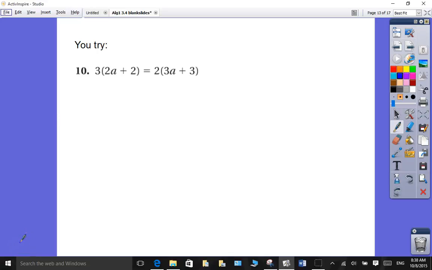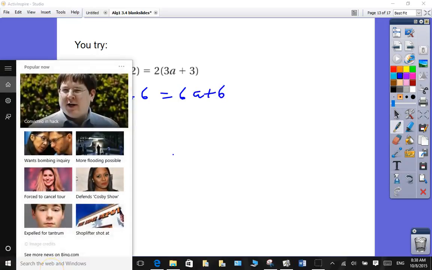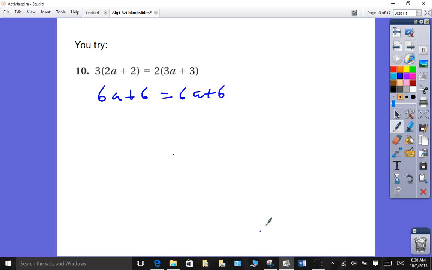On this one, you should have gotten 6a plus 6 equals 6a plus 6. I can subtract 6a from both sides, and I'll get 6 equals 6. I could subtract 6 from both sides and get 0 equals 0. The truth is that at this point, by the reflexive property, this is true.